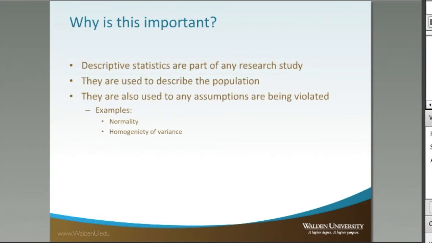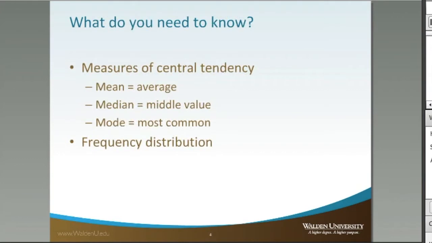Why is that important? Well, we have assumptions that we make in statistics, assumptions like normality and equality of variance or homogeneity of variance, among others. And descriptives are really important to help you figure out whether you're violating any of those assumptions. So what do you need to know?